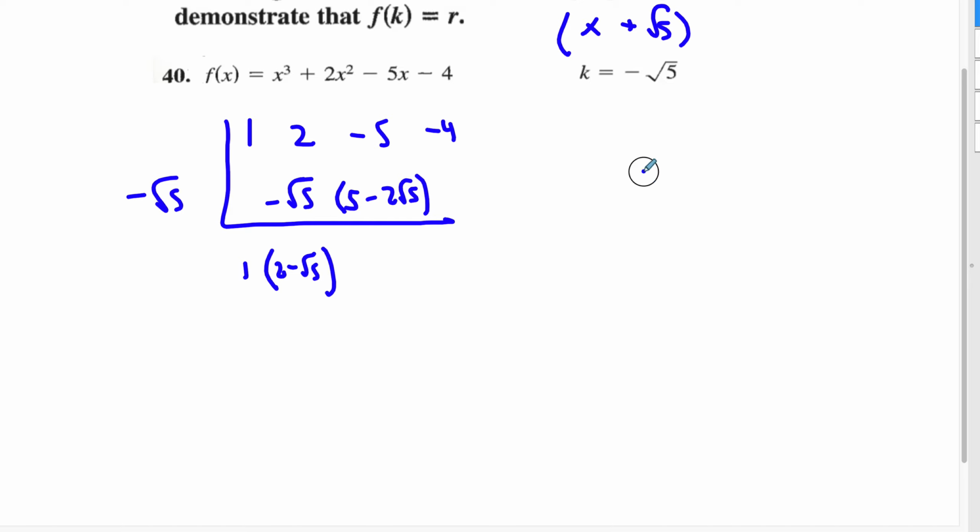Remember, the negative root 5 times negative root 5, negative times negative is positive. Root 5 times root 5 is, if you want, root 25, but it ends up being 5. So that's how I got the 5 there. Negative 5 plus 5, well, no roots, so that means that my result is negative 2 root 5, okay? Then I just multiply. Negative times negative is positive. 2 times, well, let's not worry about that yet.